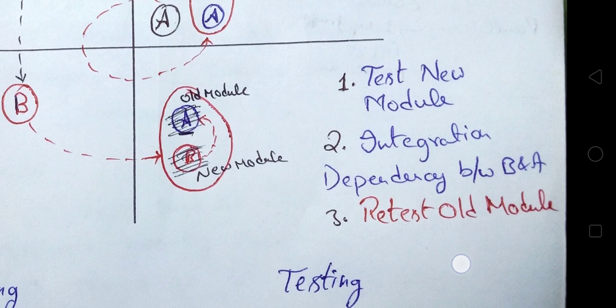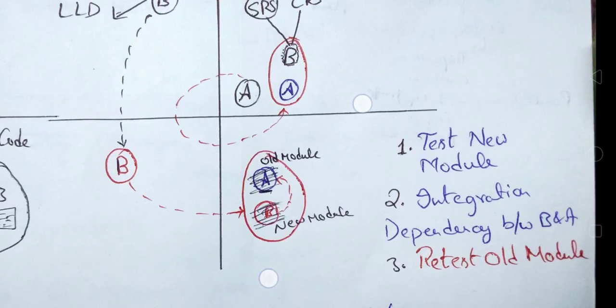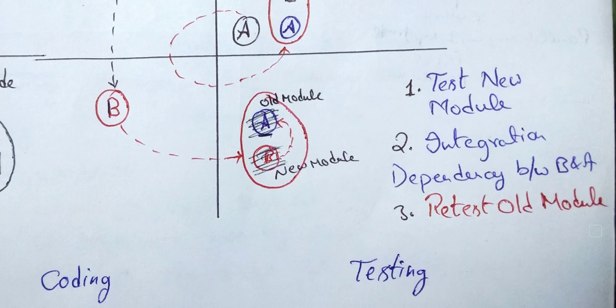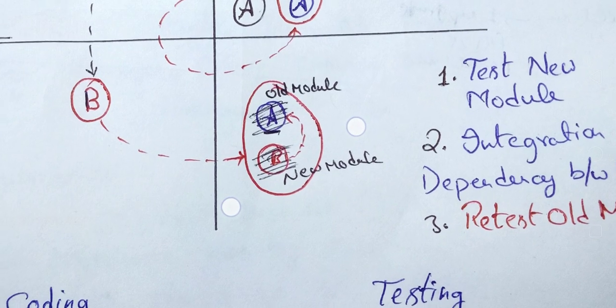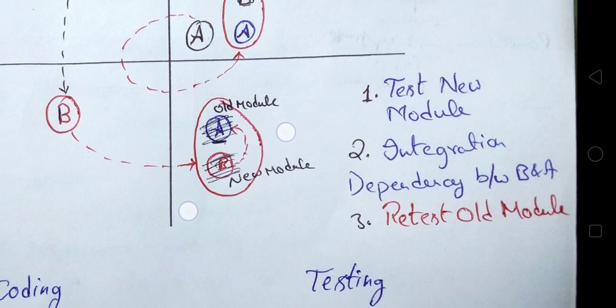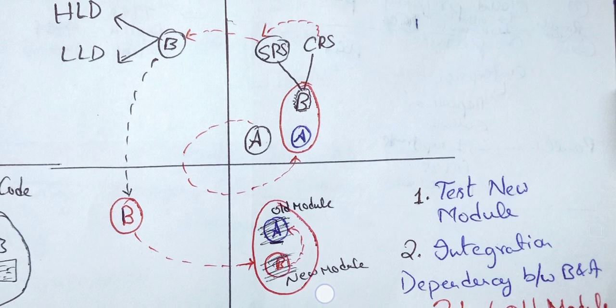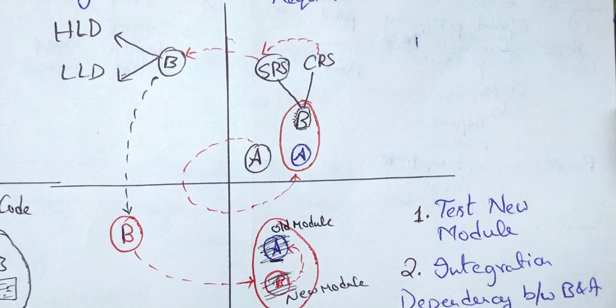See, here we first test the new module, which is B module. First we test new module B. After that we test the integration dependency between B and A. First we test the B module. After that we test the dependency between the B and A module. Then again we retest the old module. Got it? See, first we already developed module A here.